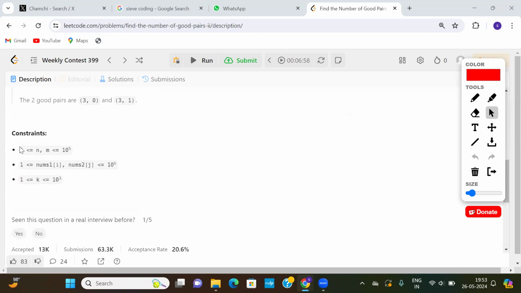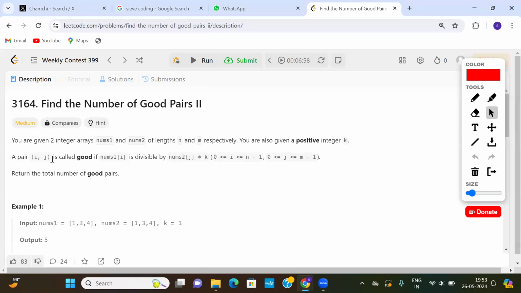Here, in the constraints, we can clearly see that the size of the array is now 10 raised to the power 5. So the n square approach is not going to work. So we have to see another approach. First of all, the question is absolutely the same. Only the constraints have changed. Everything else remains the same, so I'm not explaining the question again.